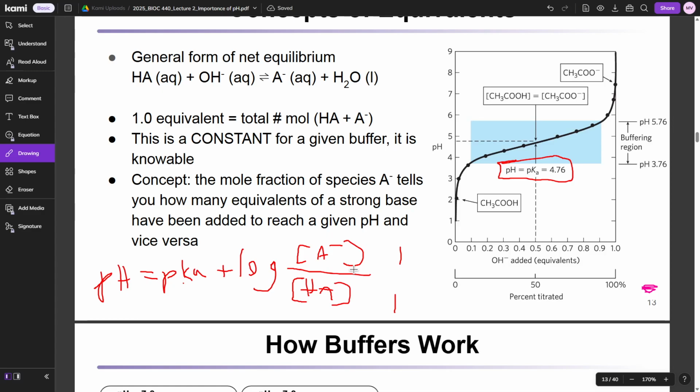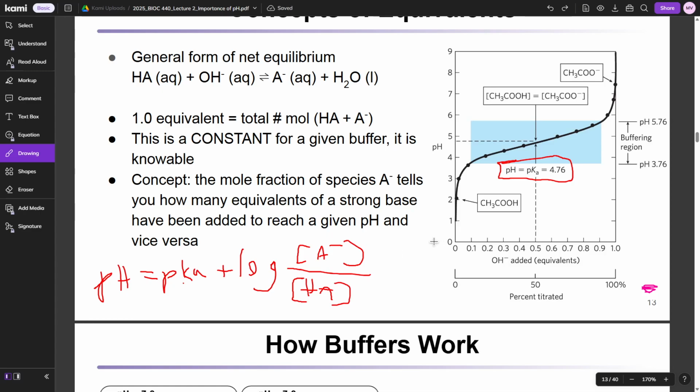As soon as you deviate to either side of that, you are entering either basic or acidic conditions. For example, if I up the base, I will be on this side of the curve. If I up the acid, I would be on this side of the curve. Good? Okay.